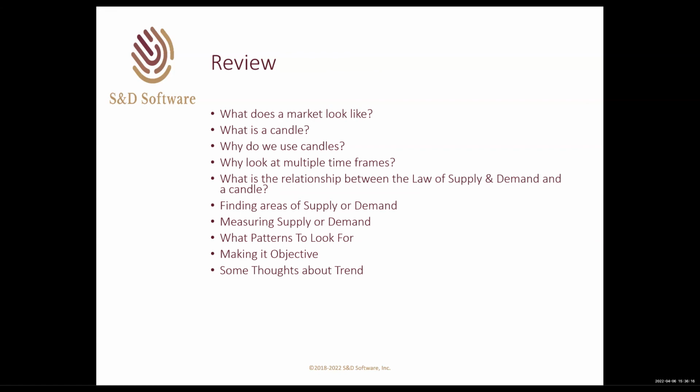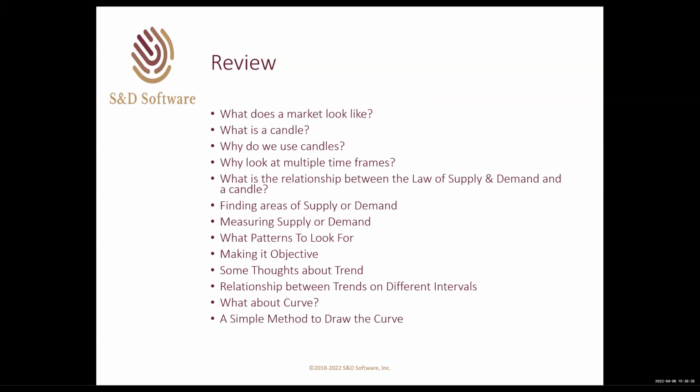Today we got into trend. We talked a lot about trend, and we saw the relationship between trends on different intervals and the impulse and corrective moves within trends. We talked about curve, exactly what we want a curve to be, and then we got into a simple method to actually draw the curve. Of course, then we talked about the backtest data showing the performance of the bands that were found using this objective methodology.